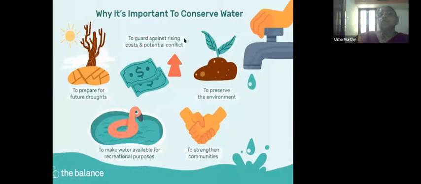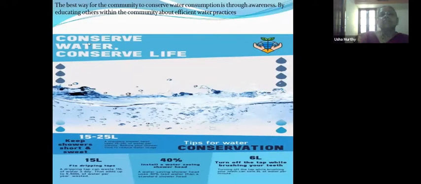So conserve water. Why do we have to conserve water? Basically to guard against the rising costs and the potential conflict across countries or across states, to prepare for future droughts, to make water available for recreational activities and for the survival of flora and fauna, and to strengthen the communities. To sum up, the overall aim is to preserve the environment. We need to conserve water. Just say conserve water, that means you are conserving life actually.